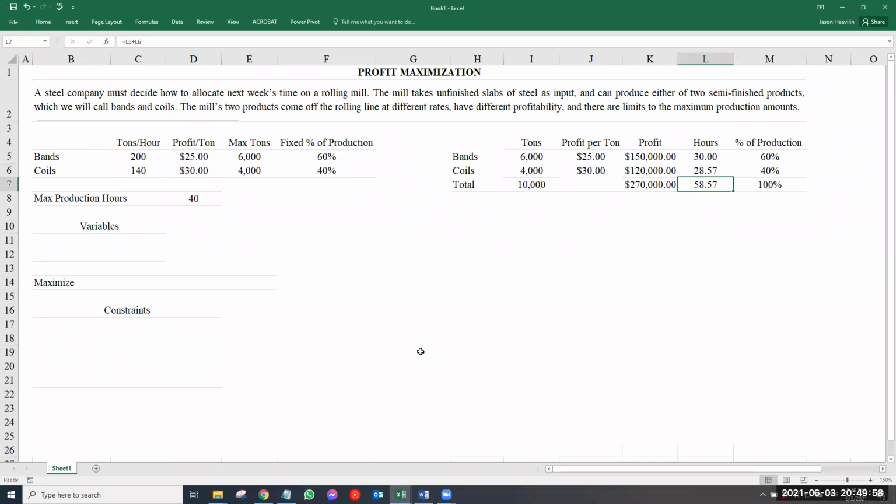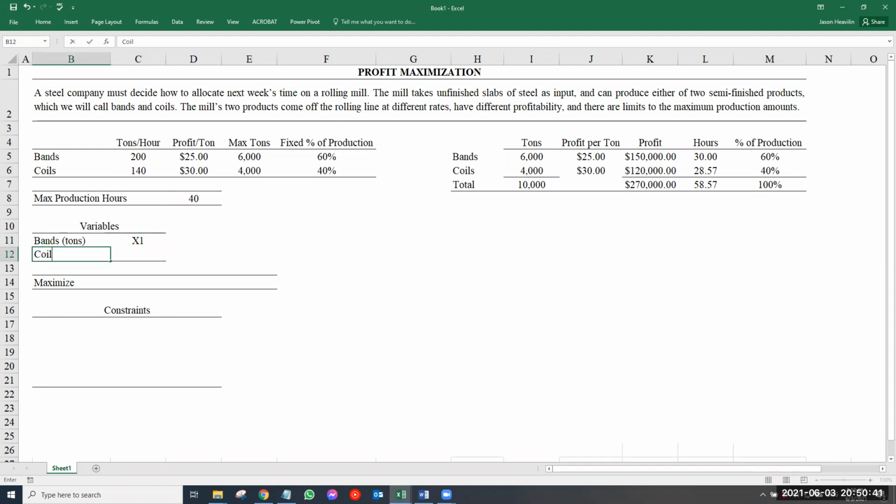Let's set this up in a way that we can find what combination of production I should use to not break the 40 hours, keep the 60-40, and get the most out of this. So let's first identify the variables we can change. We cannot change the profit per ton, we cannot change the tons per hour, and the fixed production cannot be changed either. The only thing we can change is how many tons we are going to produce of each. So we have to identify those variables. I'm going to say bands, and let's put tons there so we know we're talking about that. Let's call that X1.